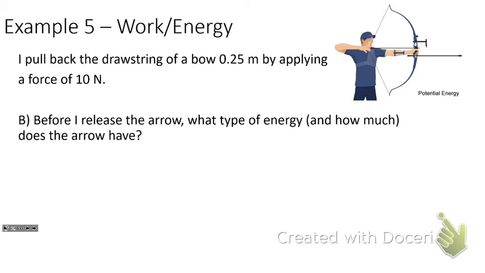Before I release it, I have it all ready to go, and I have not released it. What type of energy do I have in the bow? Potential, right? Good. I have potential energy. And how much do I have? I have the amount of energy related to how much work I put in, so that is going to be equal to 2.5 joules. I loaded up the bow and arrow. It now has 2.5 joules of potential energy, and it's ready to go. The bow is loaded.